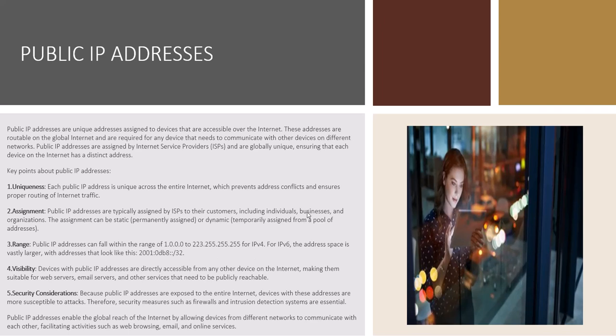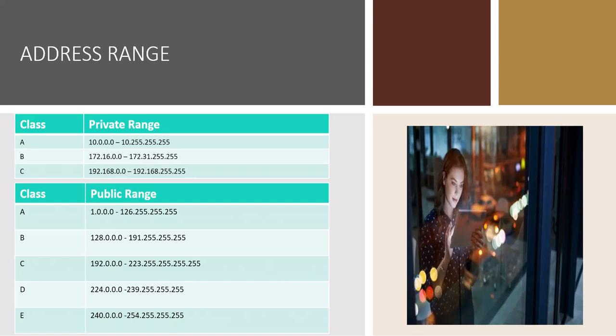Now let's compare the ranges. Here is the range. The private IP range, as we said and as I mentioned in my first slide, is class A 10.0.0.0 all the way to 10.255.255.255. Class B is 172.16.0.0 to 172.31.255.255. Class C is 192.168.0.0 all the way to 192.168.255.255.